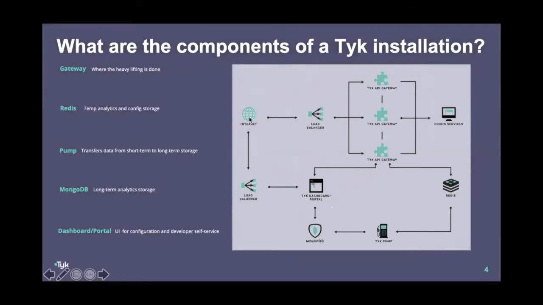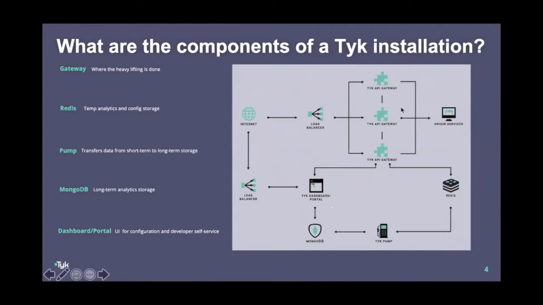Internet is just going to be those incoming client requests or access into the Tyke portal and dashboard. So we don't need to worry too much about these components. This is stuff that you can figure out later. Origin services, this is the stuff that the Tyke gateway is actually going to proxy into. So your upstream APIs, the ones that you've actually built.